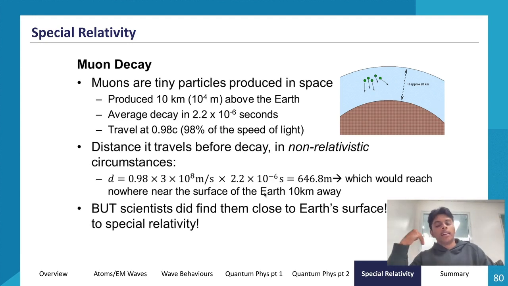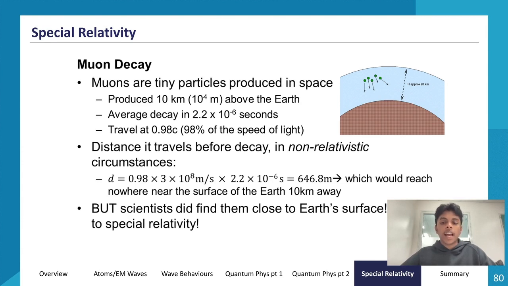So in non-relativistic circumstances, they travel 646.8 meters, which would reach nowhere near the surface of the Earth 10 kilometers away. But scientists found them close to Earth's surface thanks to special relativity because, from our frame of reference, something moving at 98% of the speed of light would experience time dilation. And so that 2.2 times 10 to the negative 6 seconds would become greater and greater as it gets closer and closer to the speed of light.